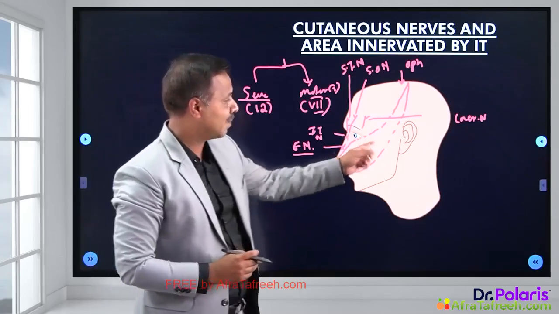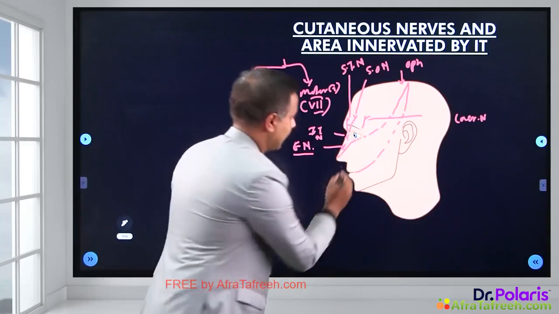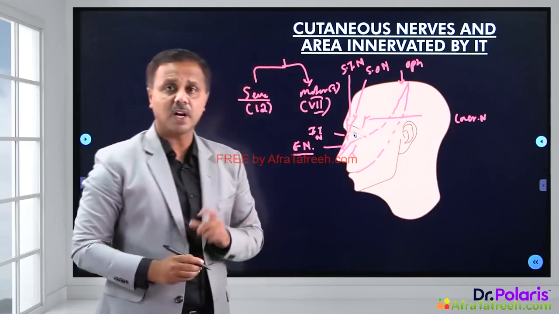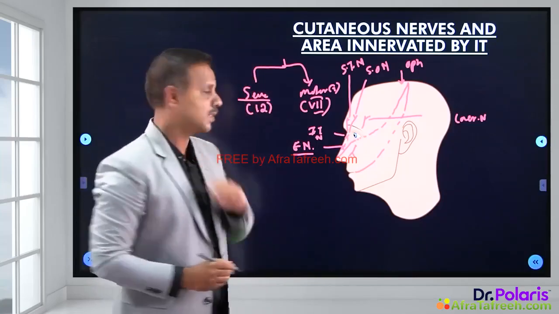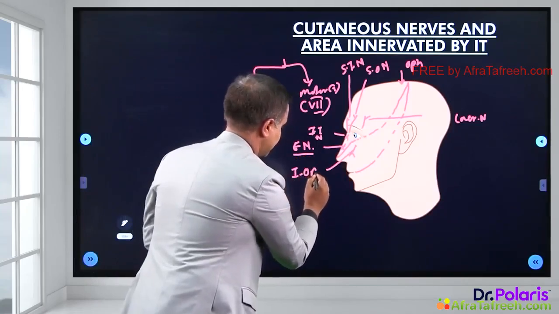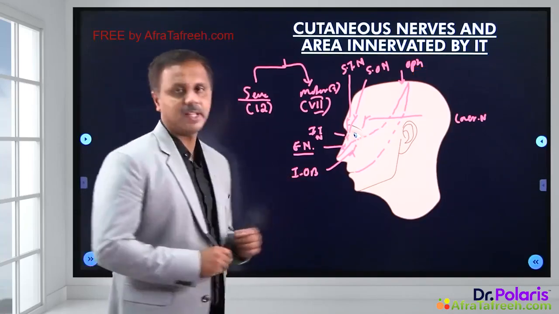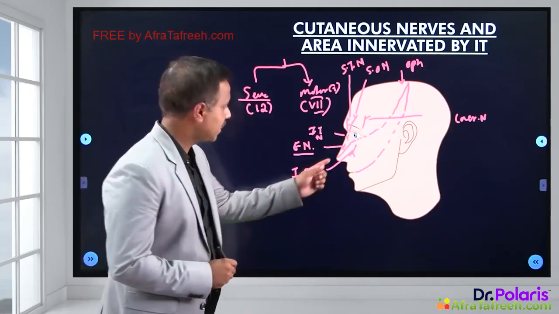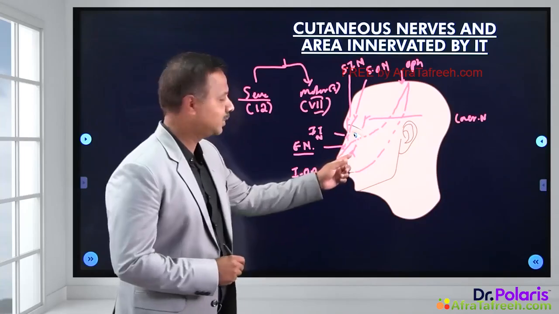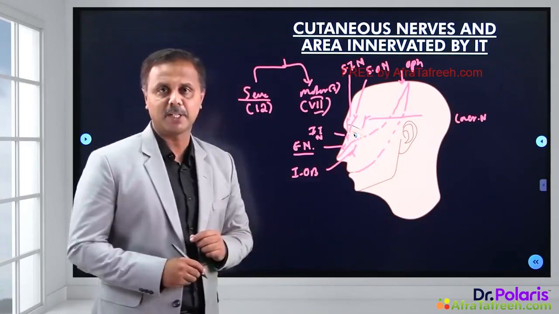Then let's come back to the maxillary zone, zone 3. Now here what we have is, just below the orbit, we have a nerve called the infraorbital nerve. Below the orbit, so you call it infraorbital. So this is the infraorbital nerve. What area is supplied by infraorbital nerve? Infraorbital nerve supplies the area below the orbit and also the upper lip. This is regarding infraorbital nerve.